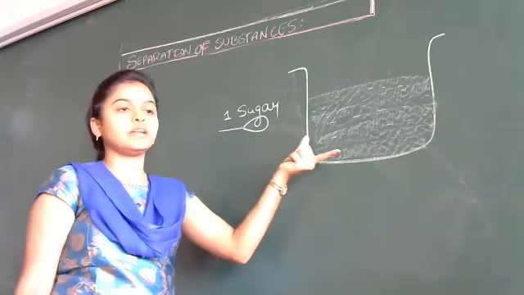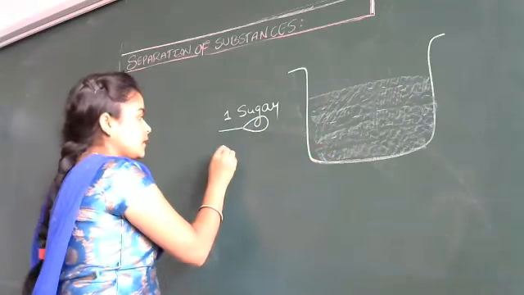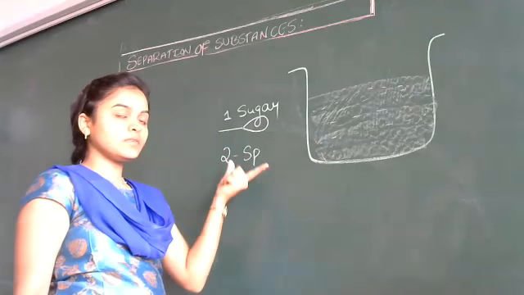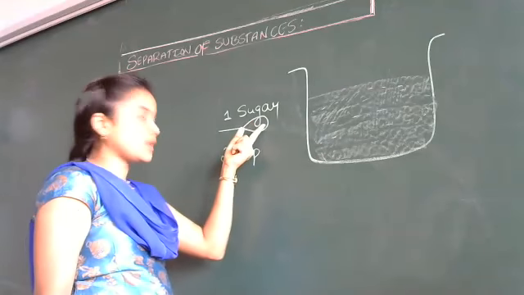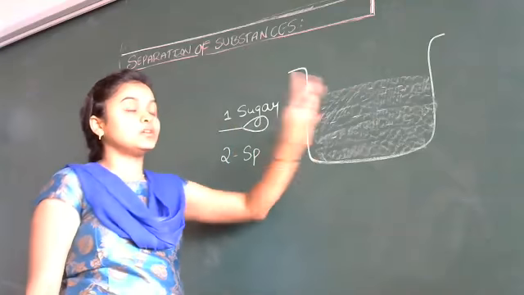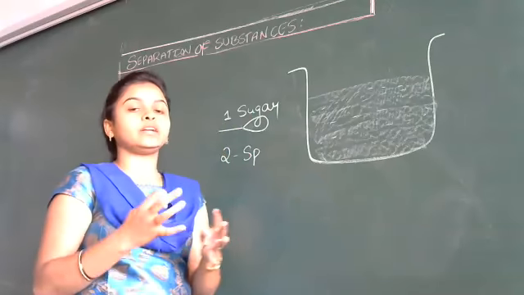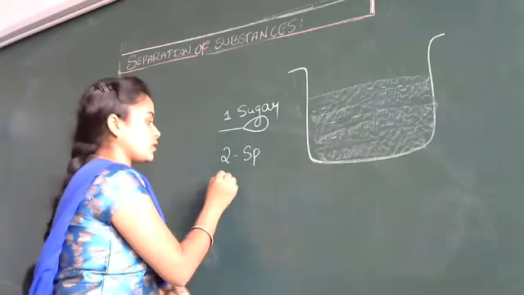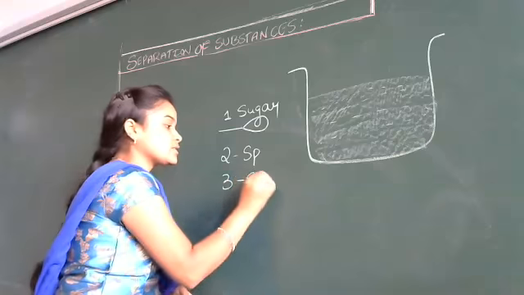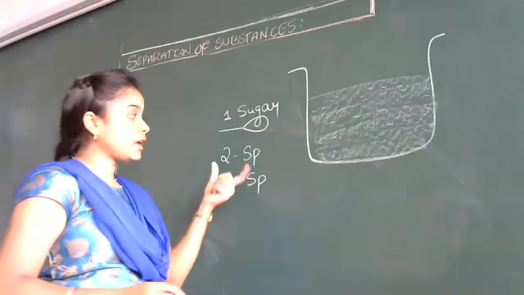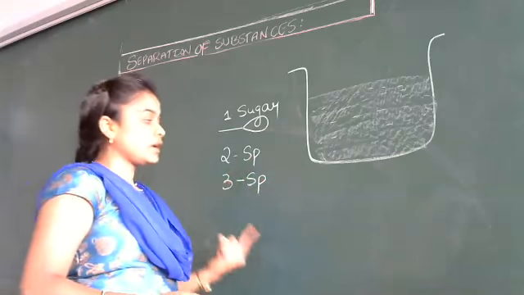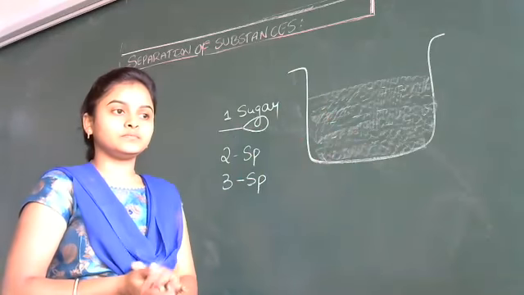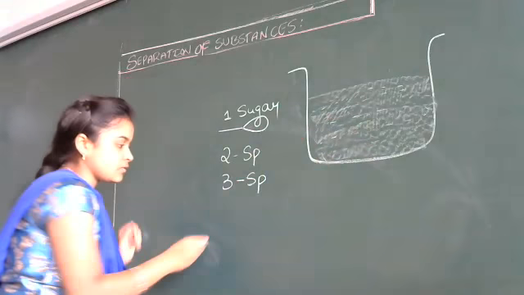Yes, sugar will completely dissolve in water. Now I will take 2 spoons of sugar. After adding one teaspoon of sugar, again I will add 2 teaspoons of sugar. Now will it dissolve? Yes, it will dissolve. Now I will take 3 spoons of sugar. Again, after adding 2 teaspoons, I will add 3 more teaspoons. Will it dissolve? Yes, it will dissolve.